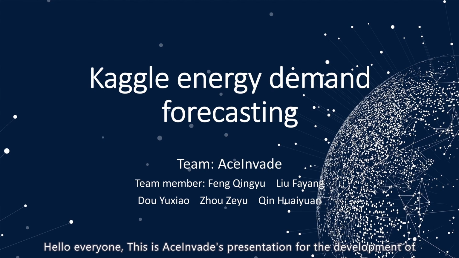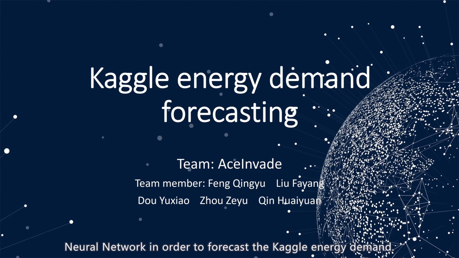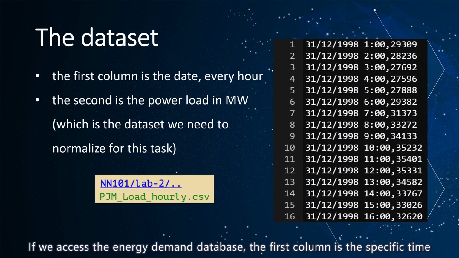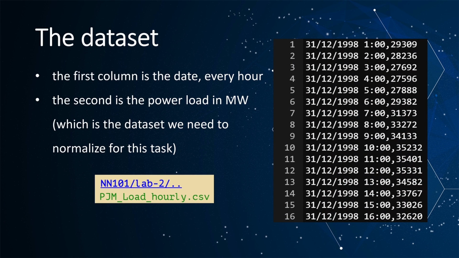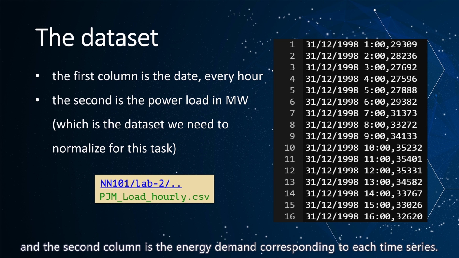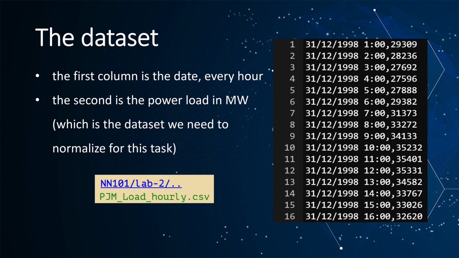Hello everyone, this is AceInvade's presentation for the development of a neural network in order to forecast the cargo energy demand. If we access the energy demand database, the first column is a specific time and the second column is an energy demand corresponding to each time series. In the first step, we need to process the data set, which means we need to normalize the data.